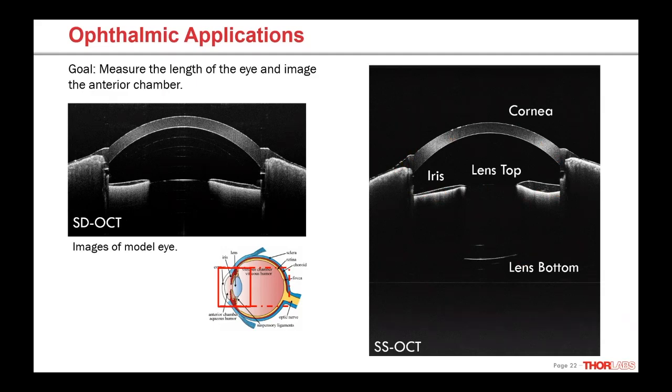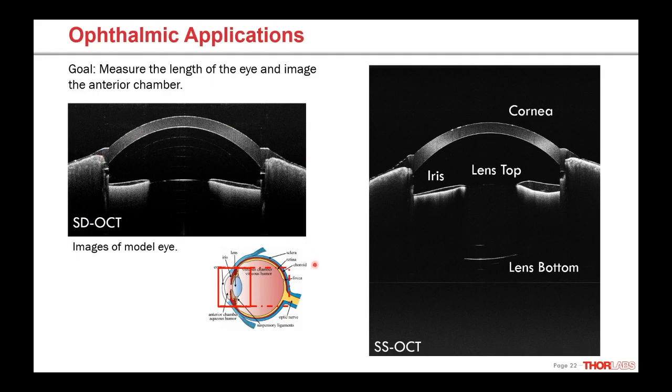With swept source OCT, you can image the whole anterior chamber. This is no problem. On top of that, you see some additional room down here. With the right OCT system, you can also go all the way to the bottom and image the retina. With spectral domain OCT, you're really limited to the anterior chamber. This is pretty much the maximum you can get with spectral domain OCT.